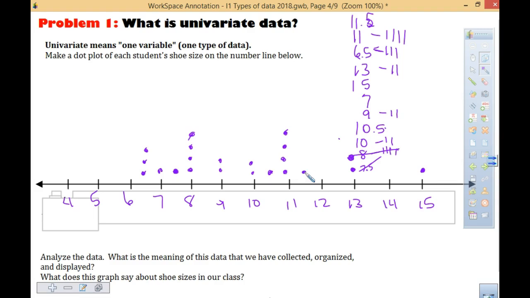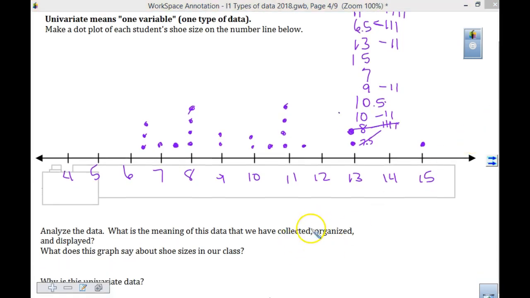Okay? So this is our dot plot, and as we look at this, now we want to analyze this data. We want to talk about it. So it says, well, what's the meaning of this information that we collected, and how can we display it as we look at this display? So first off, can you tell in this class what is our most common shoe size? 11 and 8. So they both had 4, right?